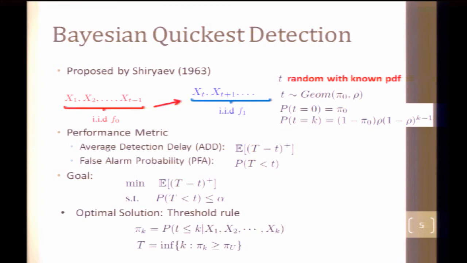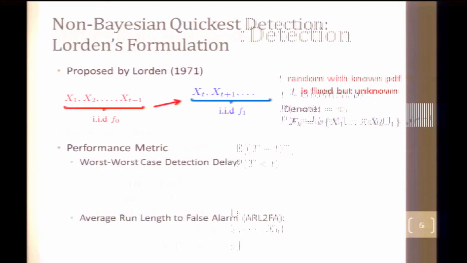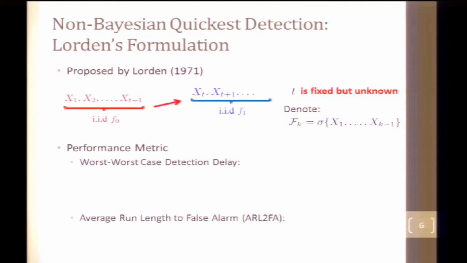Yes, this Shiryaev formulation. And now for the non-Bayes change point detection. The difference is that the change time t is fixed but unknown. This problem is much more challenging than the Bayes one. Even the problem formulation is kind of fuzzy.